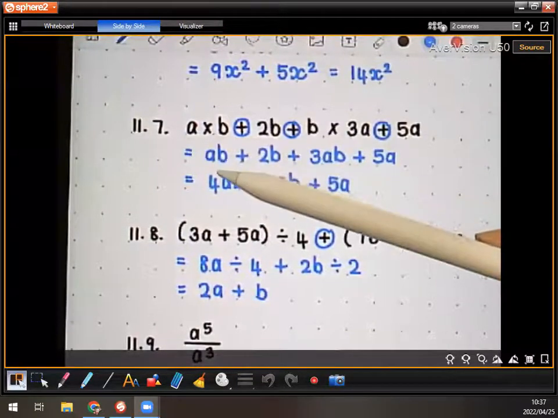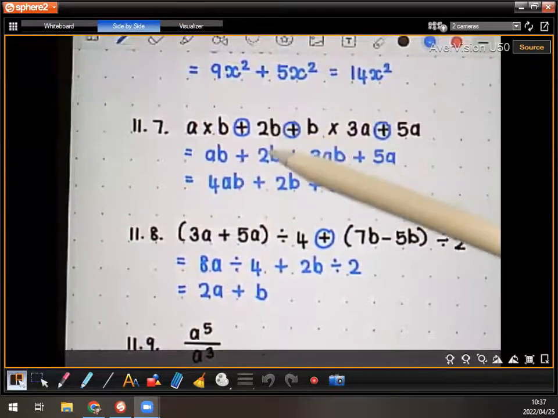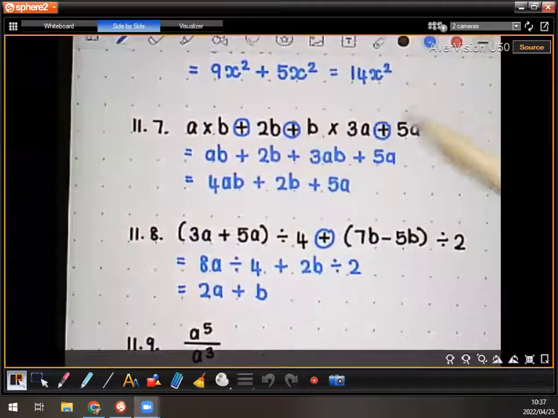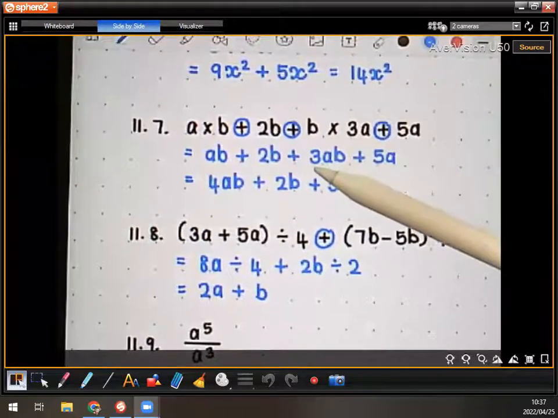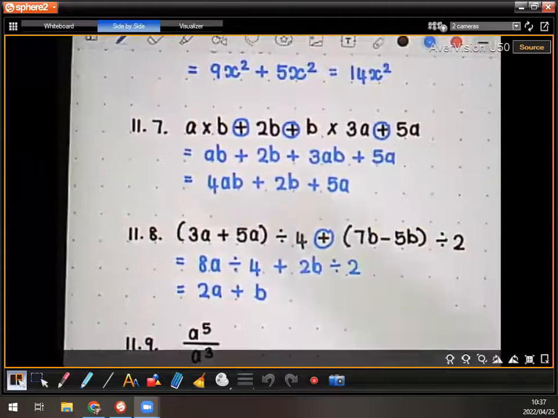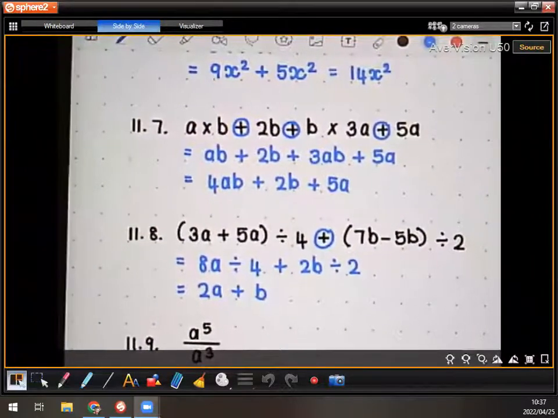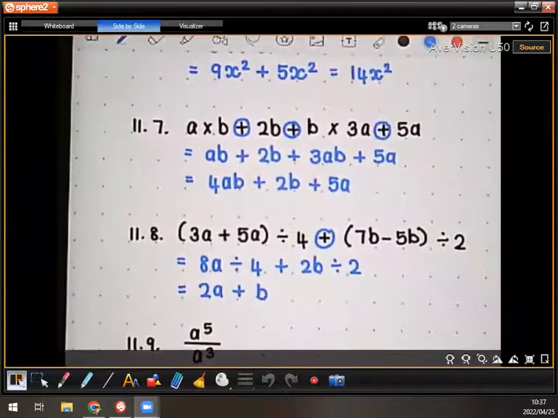Okay, so a times b is just ab. That 2b is already simplified, right? You can't do anything there. b times 3a is 3ab, and that 5a is also already simplified. Okay, once you have it like this, guys, now there's no more multiplication. All right, we've sorted out all the multiplication. Now we can add like terms.